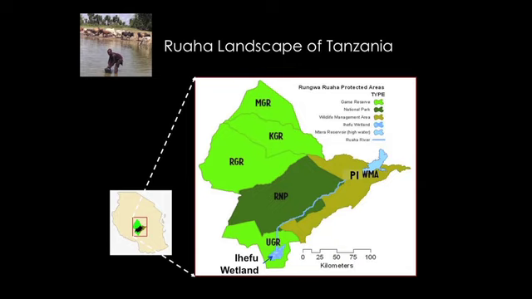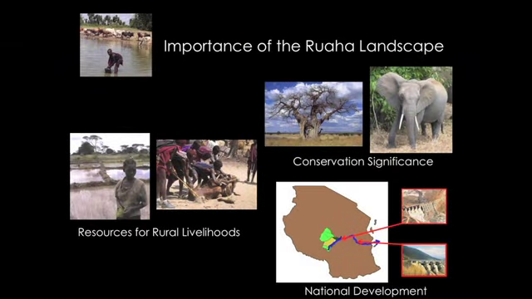This is an important landscape. It has all the classic conservation significance. It's a huge area for elephants, a huge corridor for elephants moving north-south in East Africa. It has the third largest population of wild dogs, which is a really threatened and endangered species in Africa. Lots of endemic species, all the classic conservation significance. This landscape is dominated by pastoralists, and so the resources are quite significant for rural livelihoods.